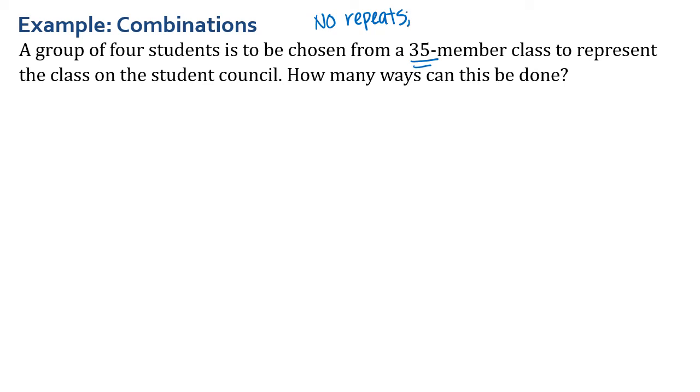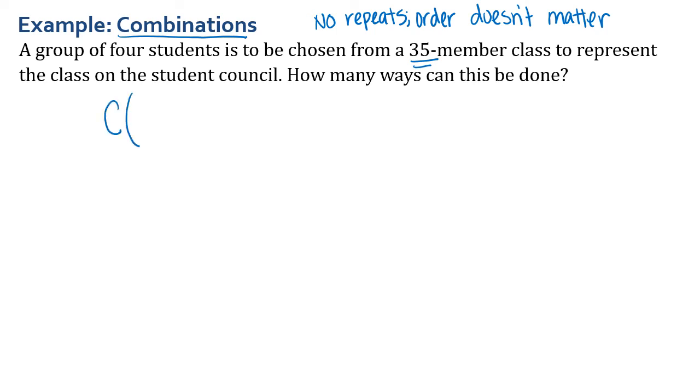Does the order matter that these 4 students are chosen? In this case, no, because no matter what, if you're chosen, you're on the student council. It doesn't tell you what position you are on the student council. So the order doesn't matter that they're chosen. They're all going to be lumped into the student council. So because the order doesn't matter, we're dealing with a combination.